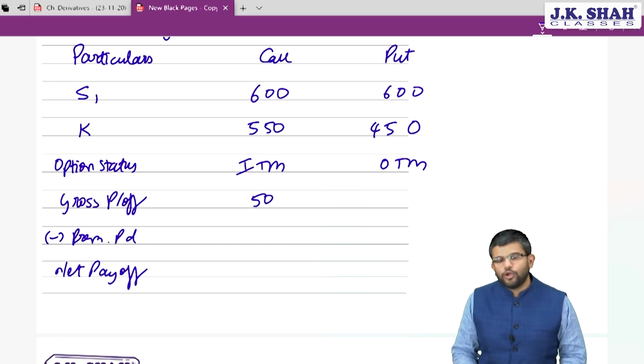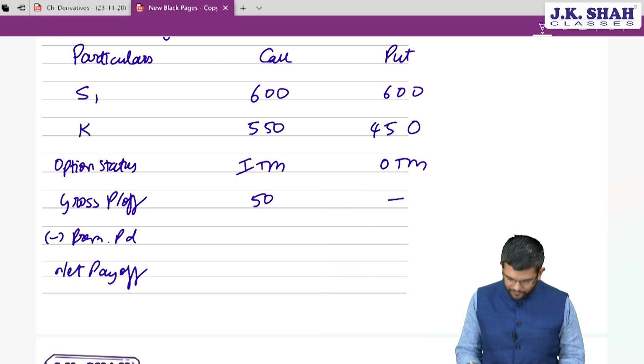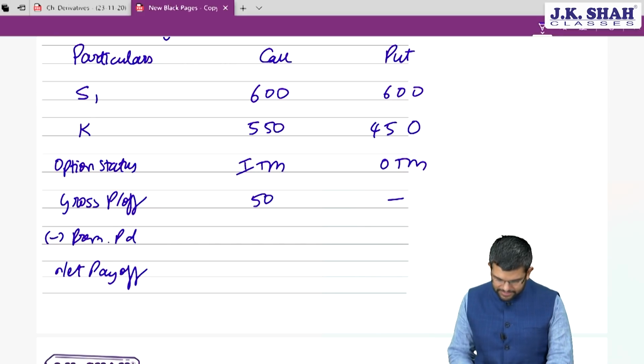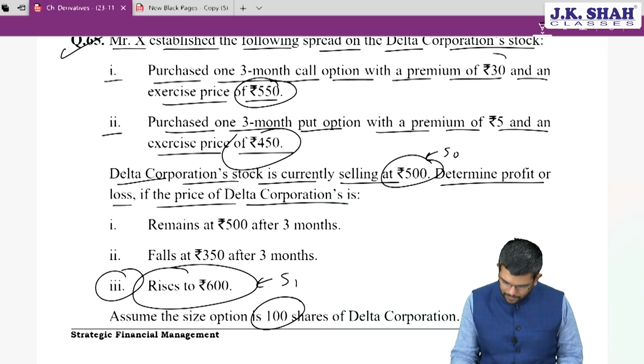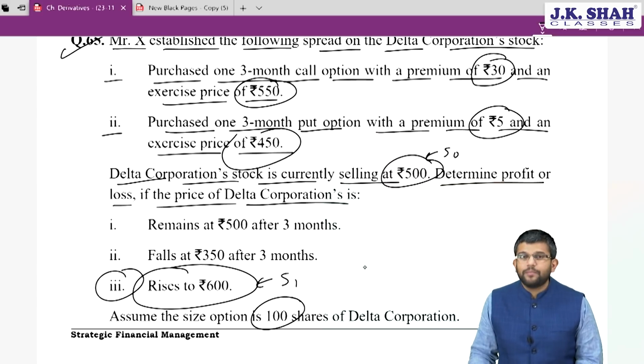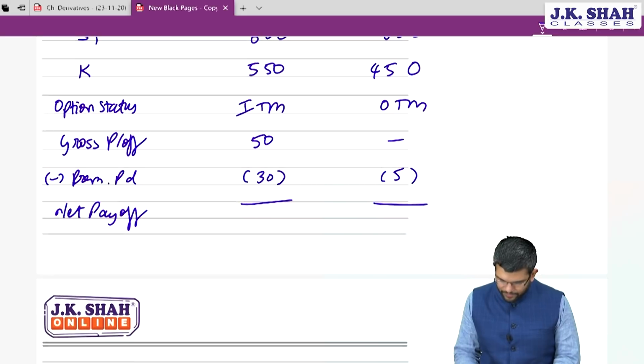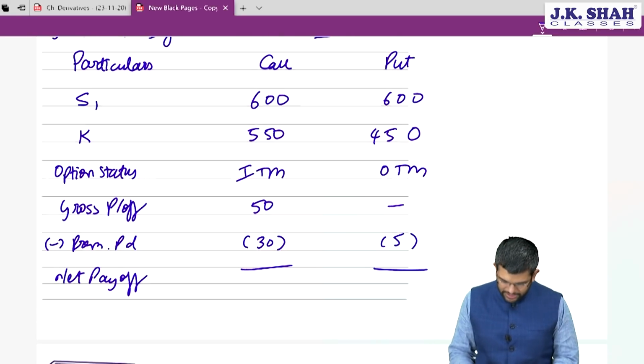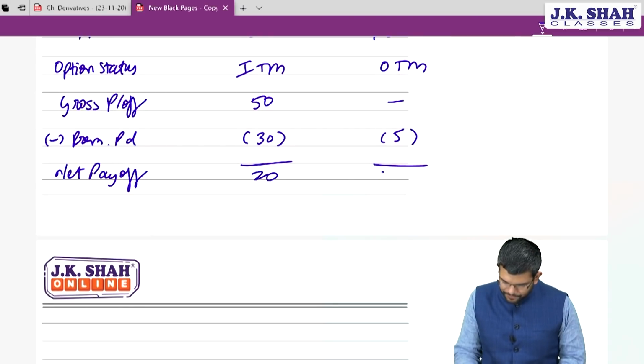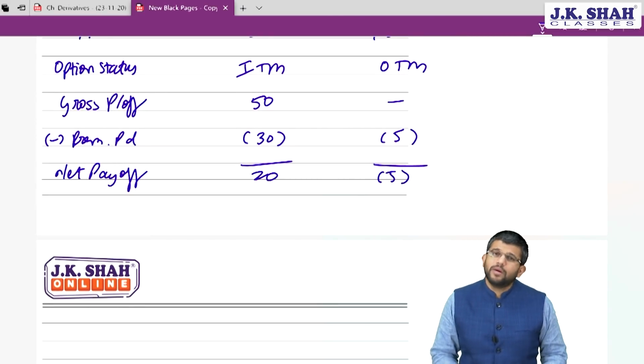And as far as the put option is concerned, because it is out of the money, the gross payoff will be 0. Everybody following? Now as far as premium paid is concerned, for call we are paying a premium of 30, for put we are paying a premium of only 5. So children, I'll write down 30 and 5, and therefore my net payoff for one share in the call option is 20 and negative 5 for the put option.